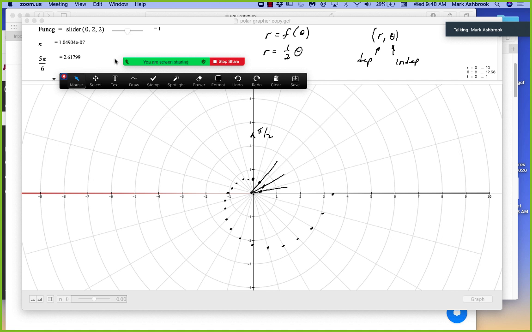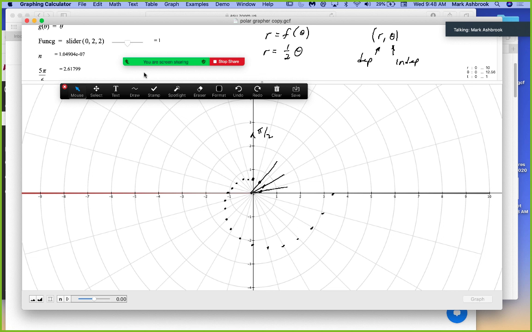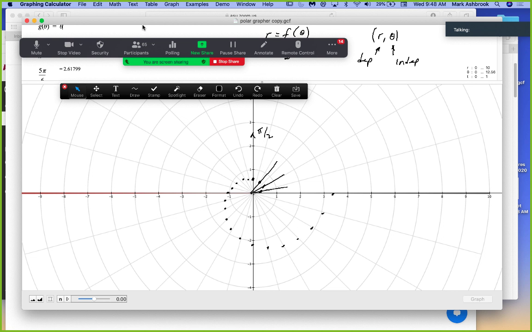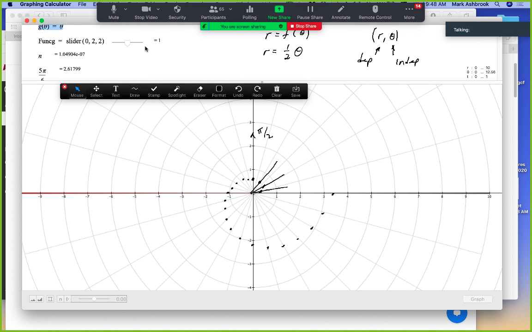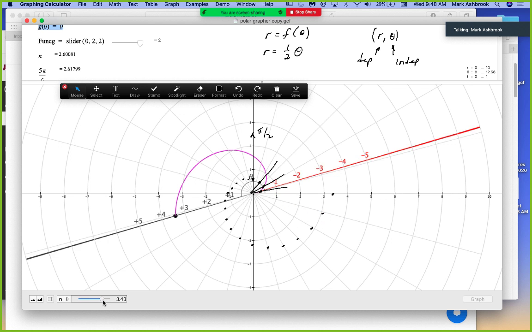So let's show that. Let's show the points and the graph being generated then. For r is 1/2 of theta. Am I at 0? I'm at 0. So here it goes. Watch. Now it's not going to be exactly what I did, but that's the idea. Here we go. Ready? As theta increases, r increases.